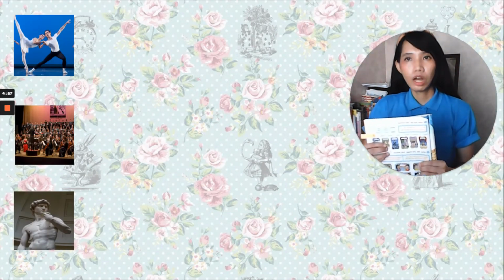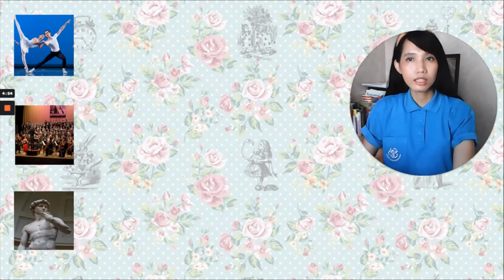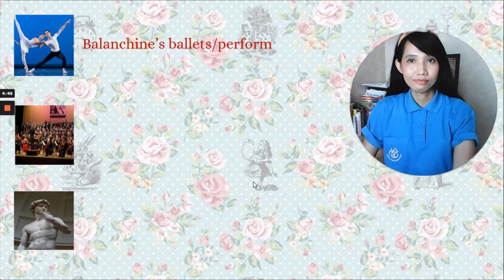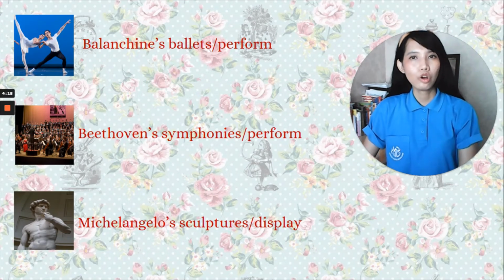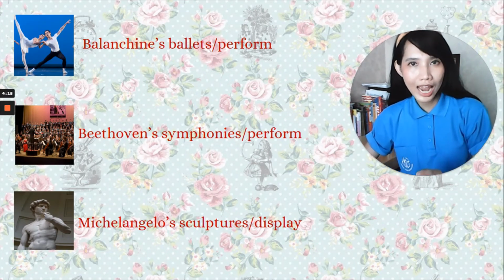Number 4. The vocab of number 4 is Balanchine's ballet and the verb is perform. Okay, number 5. What is the vocab? Beethoven Symphony and the verb is perform. Very good. And the last one. Do you guys remember? This is Michelangelo's sculpture and the verb is display. Okay, you know the vocab, you know the verb, you can create the sentence.